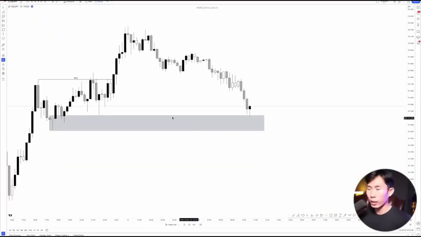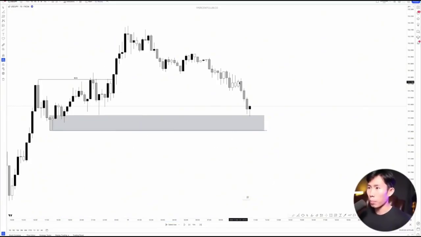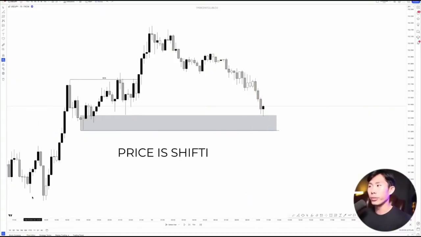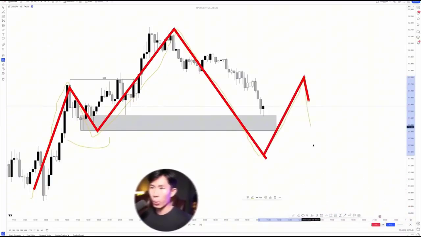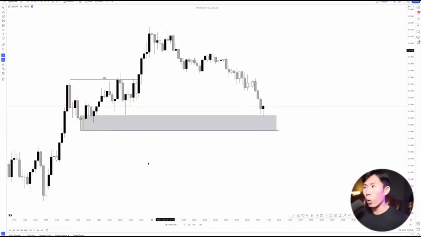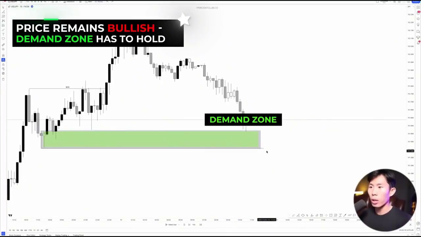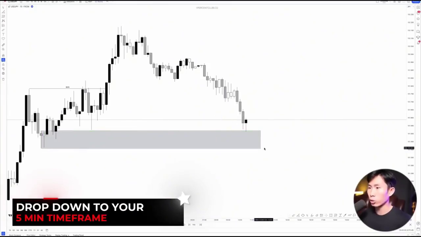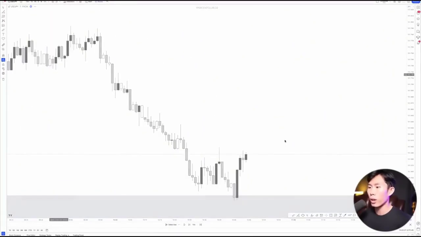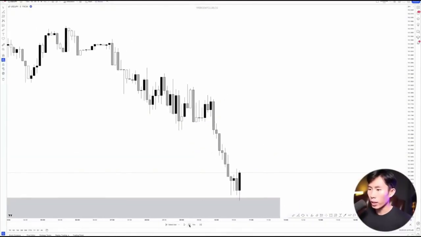So once price steps into this extreme zone, you must understand that this is indeed the last line of defense, because this is the last swing low that led to this break of structure. So if price actually comes down and takes out this swing low, price is shifting bearish, right? Right now we're going to start creating lower highs and lower lows. So in order for price to remain bullish on the 15-minute time frame, this demand zone has to hold. So once price steps into this extreme zone, that is where you drop down to your 5-minute time frame to look for your entry model. So let me just go right to the 5-minute time frame right there. Okay, so right here, what do we have? We got price reacting, right?